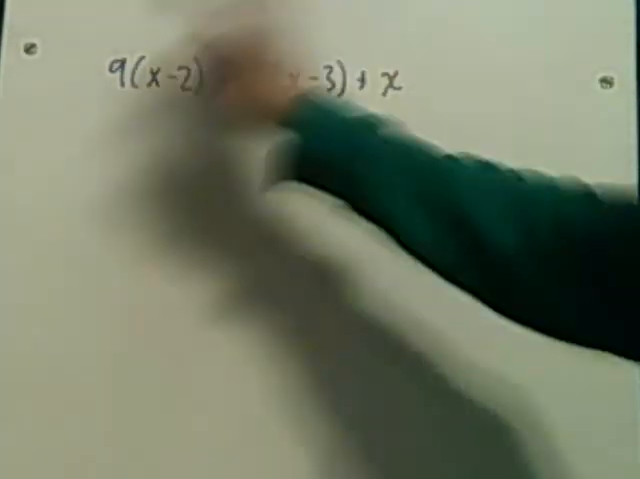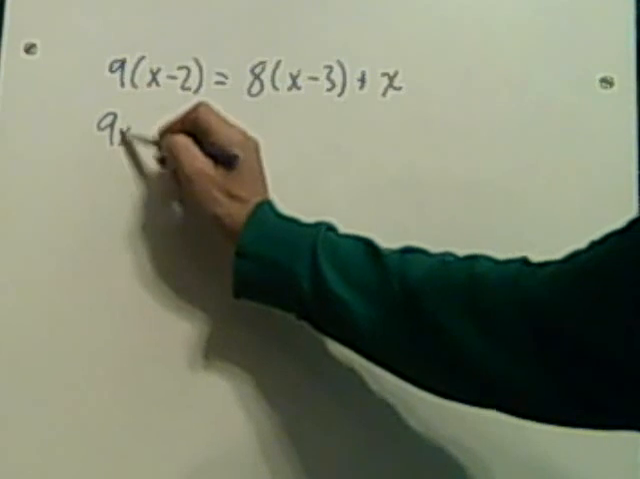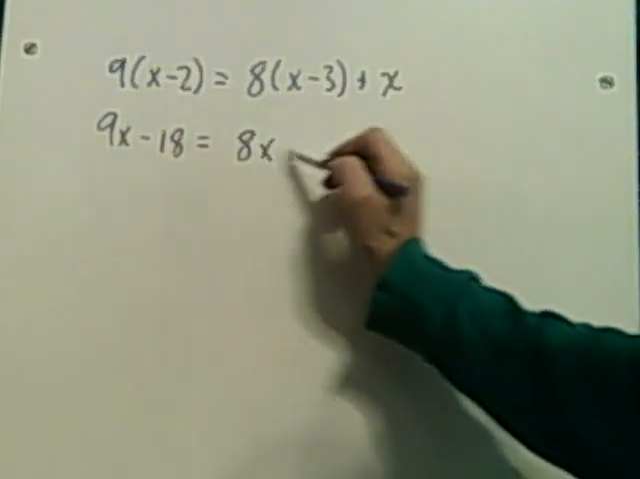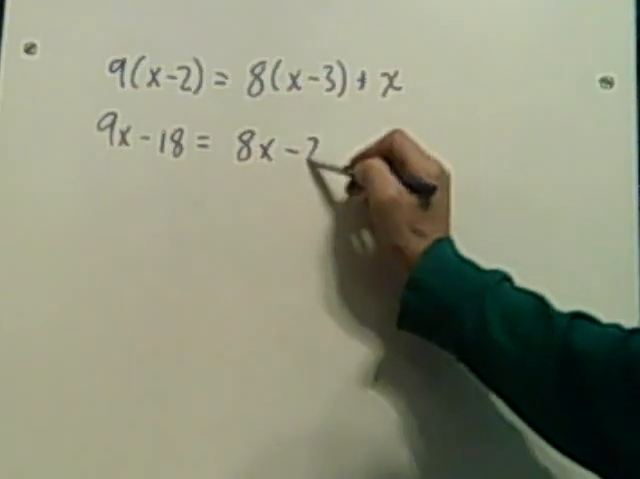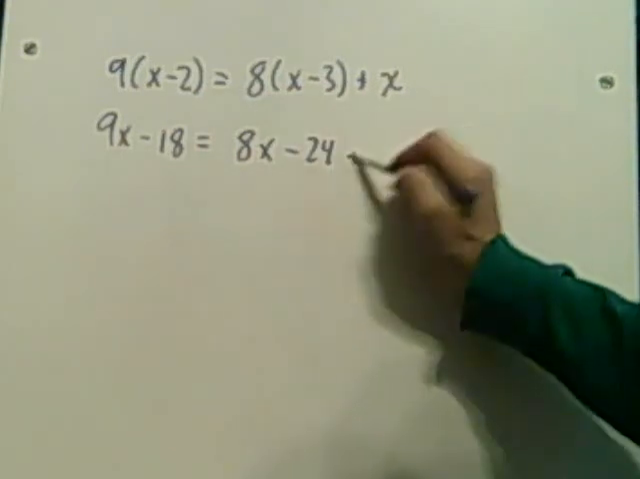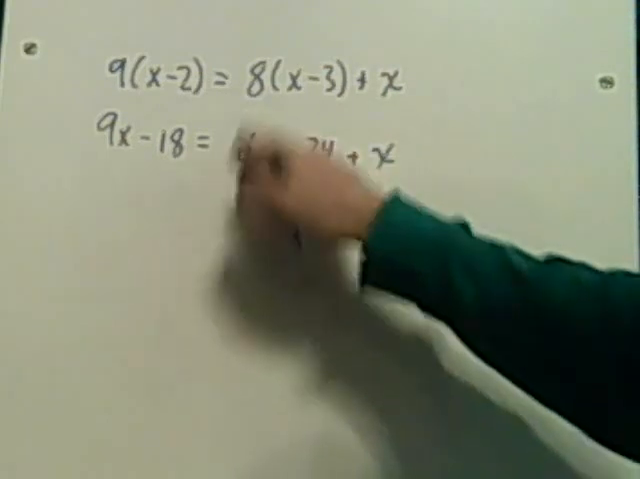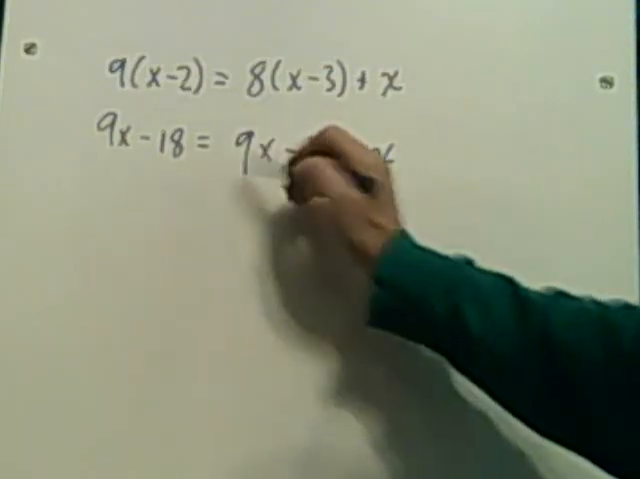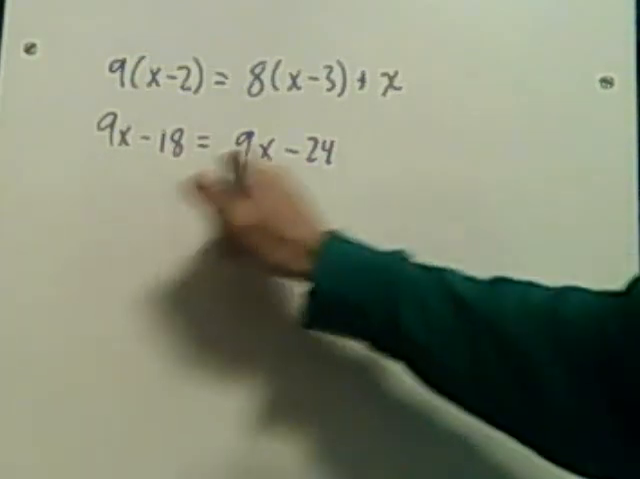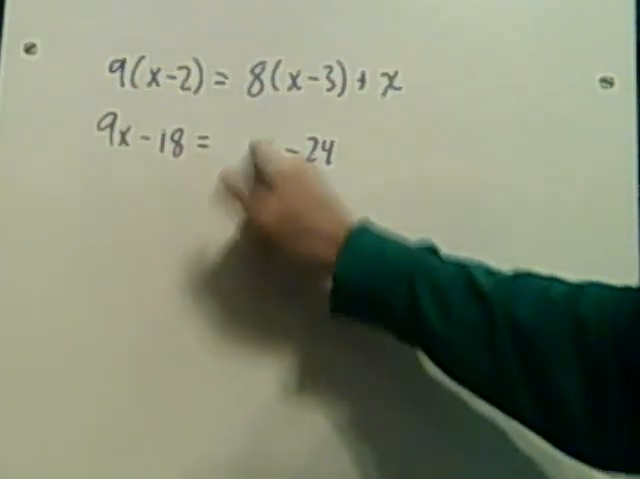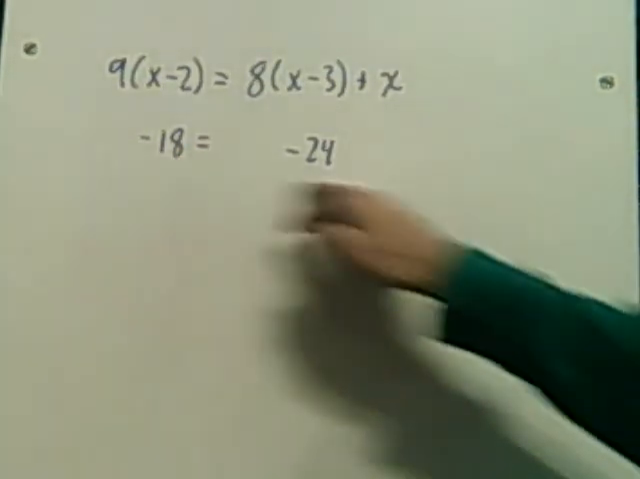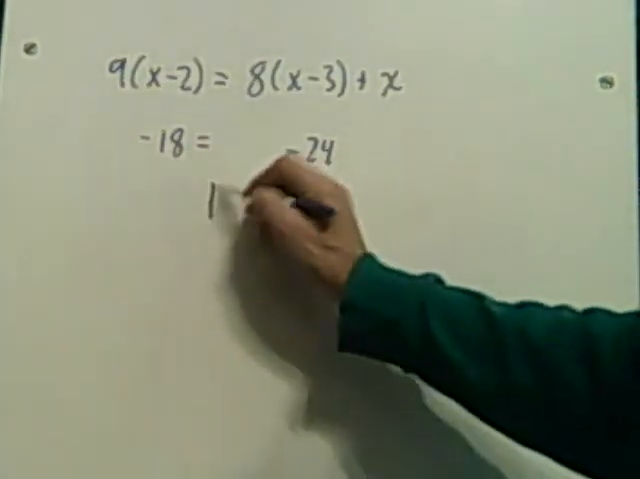So we want to get the x's on one side. So this one is going to be 9x minus 18 equals 8x minus 24 plus x. So here I'm just going to add these together, make it a 9. Okay, 9x and 9x, same as before. Those cancel. They're on both sides. I can cancel them out. And this is going to say negative 18 is equal to negative 24. No solution.